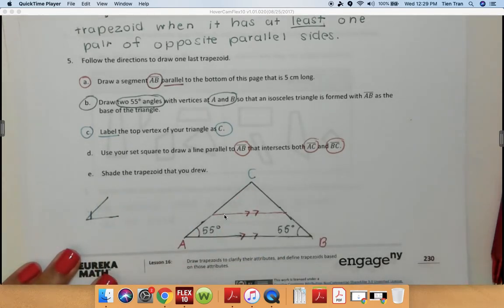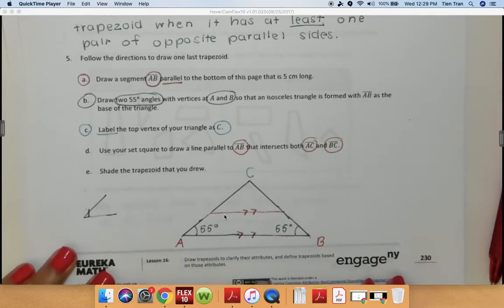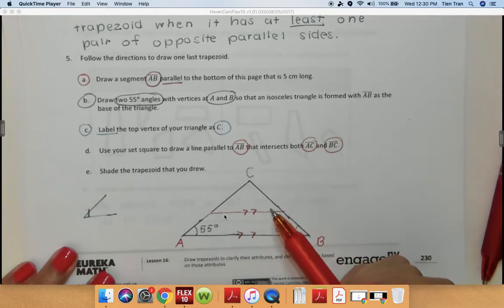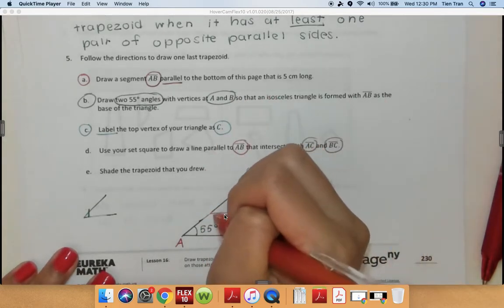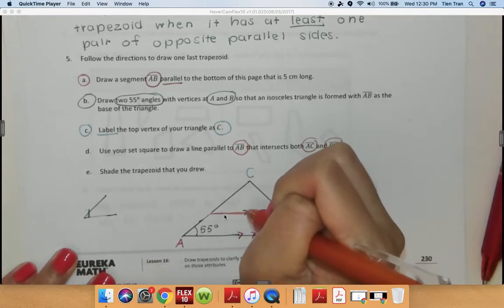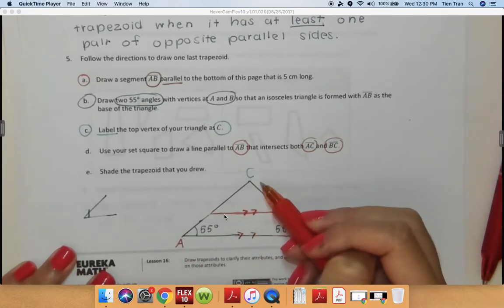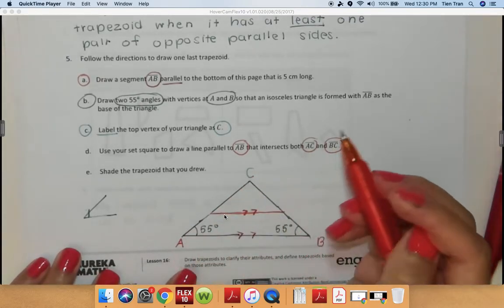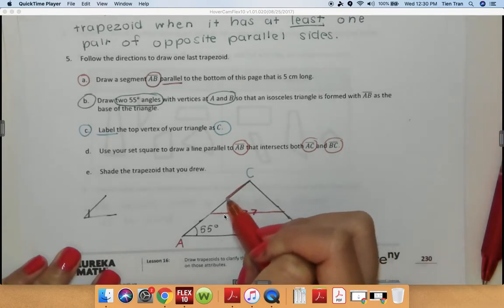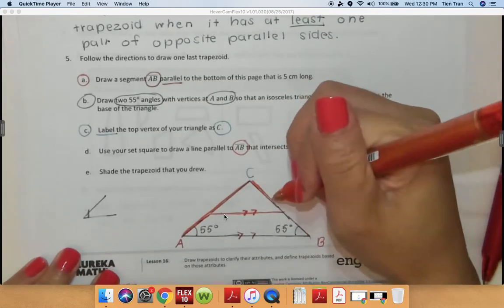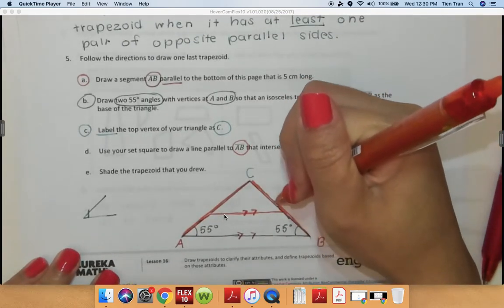For problem D, it asks you to use your set square to draw a line parallel to AB that intersects both AC and BC. So now I drew a line that intersects both AC and BC. So those are the lines that they're talking about. I'm going to label that in orange so that you guys can see what they were talking about. They wanted you to draw that line across the triangle.